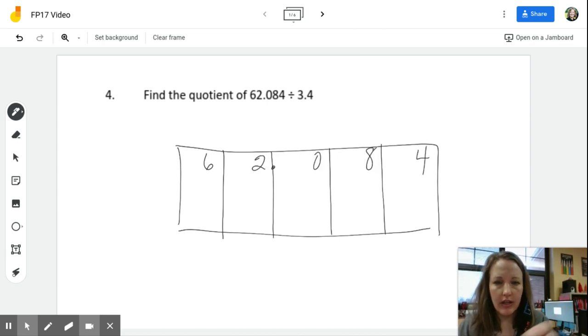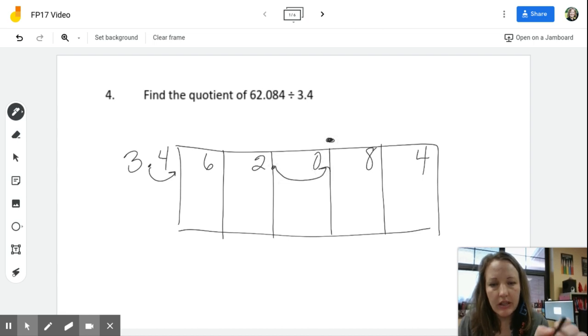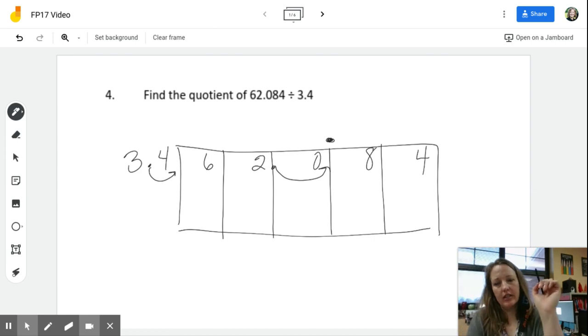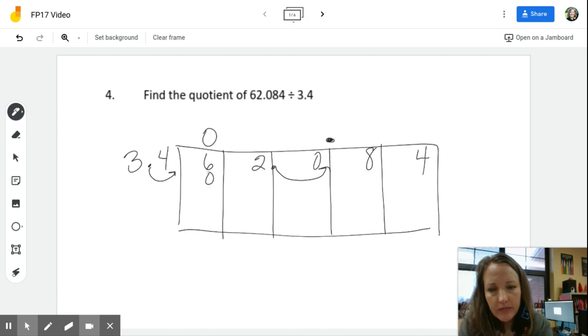62.084. Okay. And then my divisor is here. We're going to multiply by a factor of 10 in our dividend and our divisor because it's going to be a lot easier to use a whole number divisor. 34 does not go into 6, right? When I subtract, then I bring up the 62, right? But it does go into 62. It doesn't go in twice because that would be 68. So it goes in once, and that's 34.